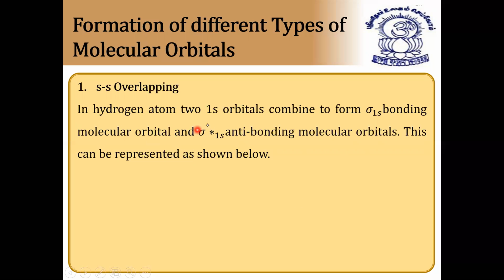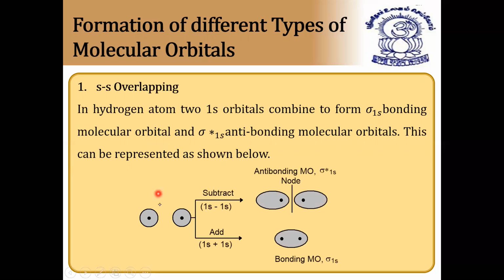First, in the hydrogen atom, two 1s orbitals can combine to form sigma 1s bonding molecular orbital and sigma star 1s antibonding molecular orbital. This can be represented as shown below. So, s-s overlapping of the first hydrogen atom and second hydrogen atom. One will be addition, one will be subtraction, as I already discussed. Addition will be bonding and subtraction will be antibonding. So the antibonding node here will be like this and bonding will be adding.